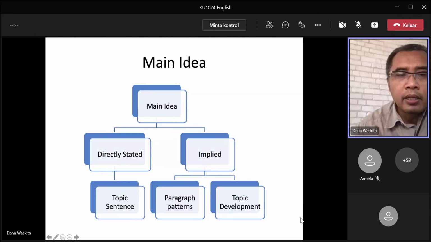But if we cannot find any sentence that can represent the whole idea of the paragraph, we can say that it is implied. So what you have to do is make the main idea by yourself. How to do it? We can start from the topic, and then you develop the topic by asking what the writer wants to say about the topic. That is the topic development.